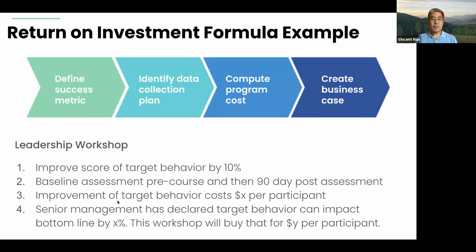The third step here is improve the target behavior. Improving the target behavior costs X dollars per participant. So you have to figure out the cost of the workshop, and the cost of the chatbot 90-day experience, so that you have total costs. And then in terms of the business case, the statement here is that senior management has declared that this target behavior can impact the bottom line by X%. So this workshop will buy that for Y dollars per participant.